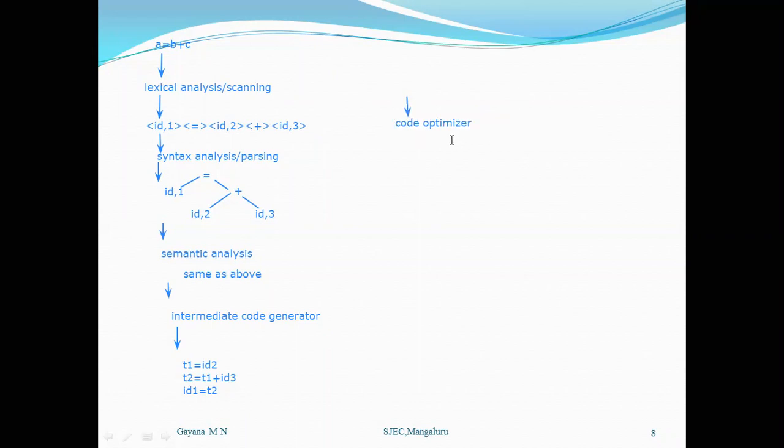Now in this example, the code optimizer tries to optimize the code. So how will the optimization be in this case? Let us see. Instead of making use of unnecessary temporary variables, it can be done in this way. You can write T1 equal to ID2 plus ID3 directly, and then assign ID1 the value of T1.